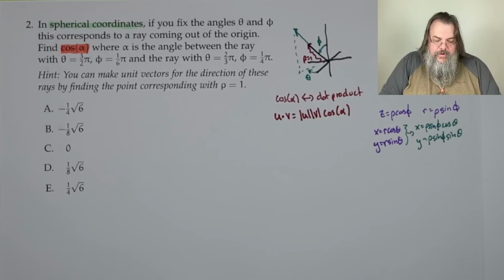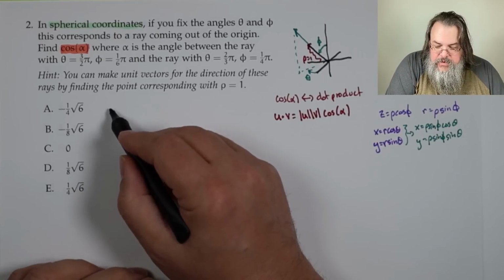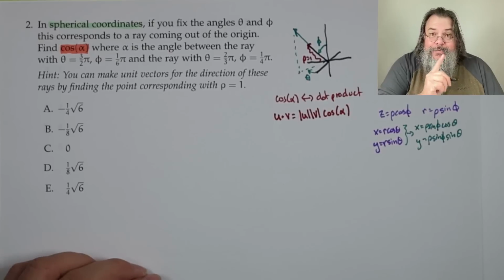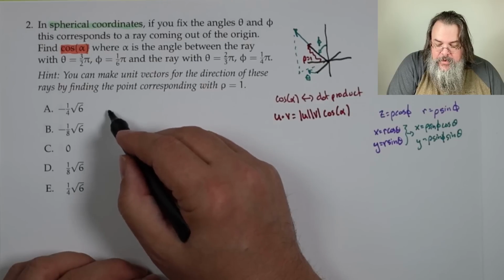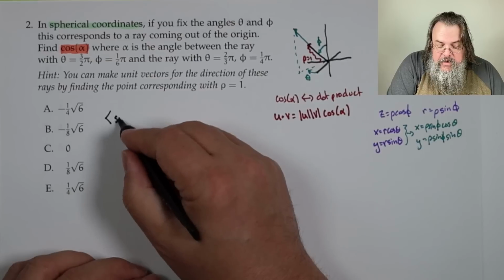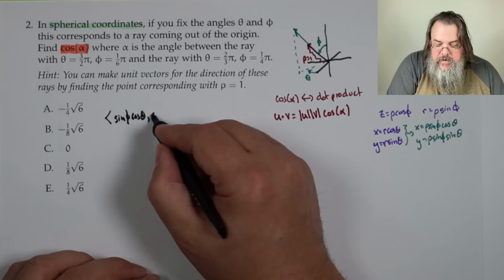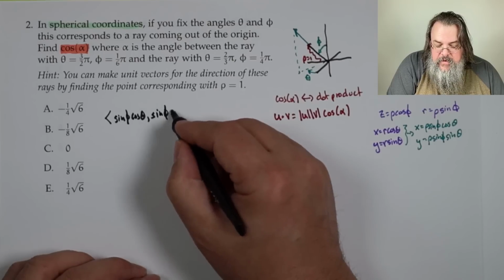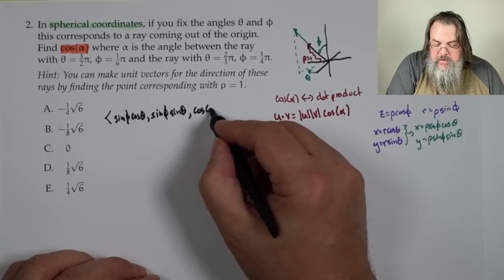Okay, so here we go. In particular, a generic point, which will turn into a vector, which has rho equals 1. All right, so if rho equals 1, I'm just going to write this down: x will be sine phi cosine theta, then y is sine phi sine theta, and z is cosine phi.